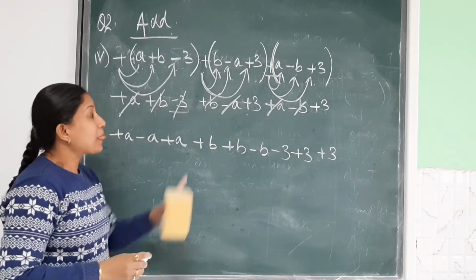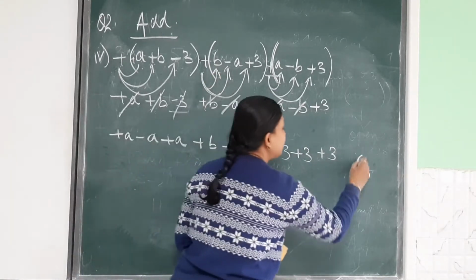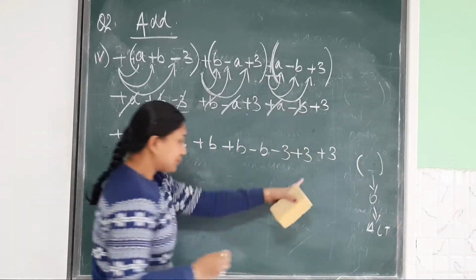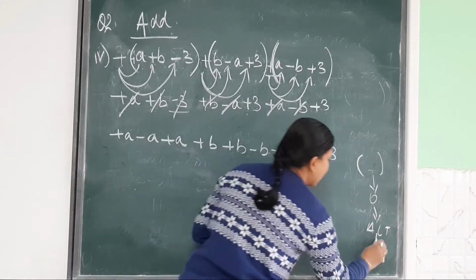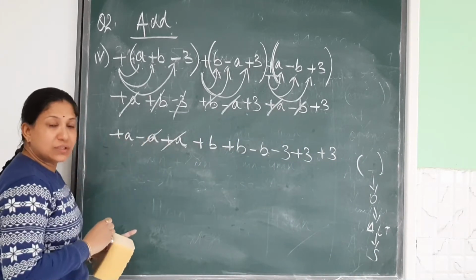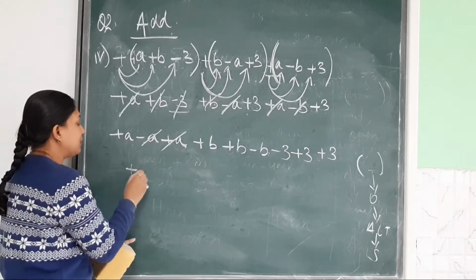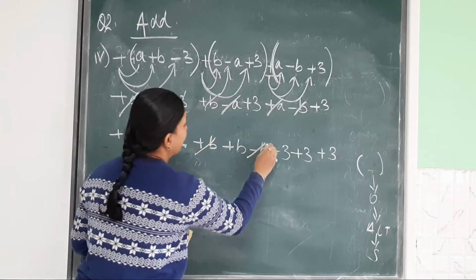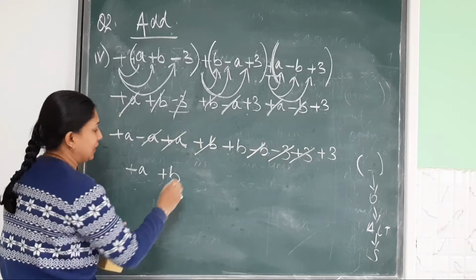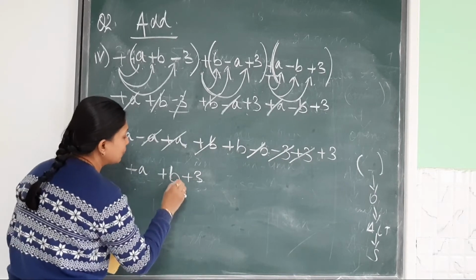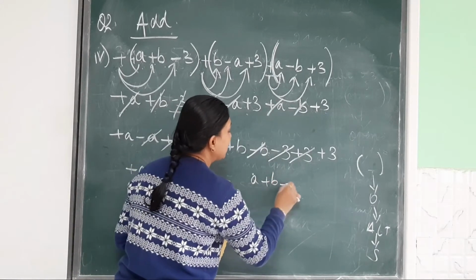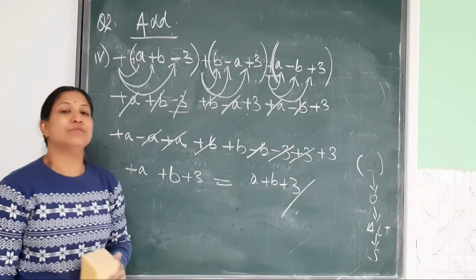What am I doing? I first put the bracket, then I opened the bracket, arranged it, and after arranging I am simplifying it. These two will cancel each other, minus a plus a. So this will become simply plus a. Plus b and minus b, or these two you can take as plus b, and minus 3 and plus 3 will get cancelled, so that becomes 0. You are left with a plus b plus 3. So what is the answer? a plus b plus 3 will be the solution for this question.